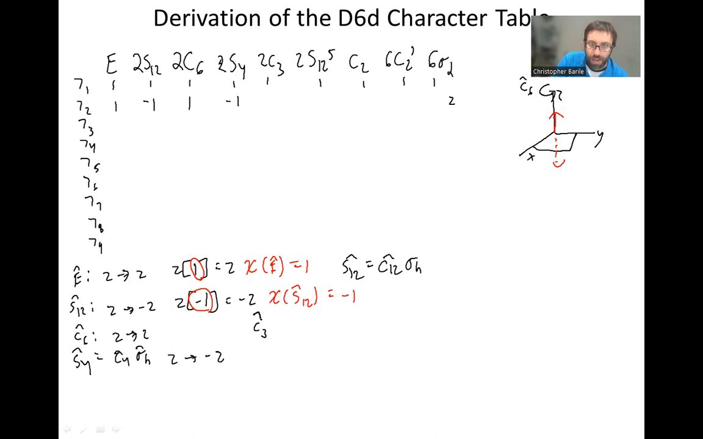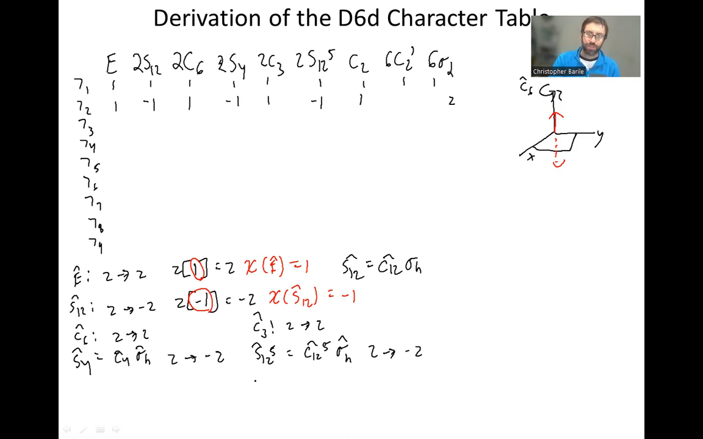Moving right along, we have the C3 class, the 2C3 class, that's just a rotation, so z is going to go to z. So we get a value of 1. And then we have an S12 5 times. That's equal to a C12 5 times, followed by sigma h 5 times. But sigma h 5 times is an odd number of flips, so it's just sigma h 1 time, equivalent to that. And so again, this rotation doesn't do anything, but the sigma h does. And so we get z going to negative z. And so we're going to get -1.